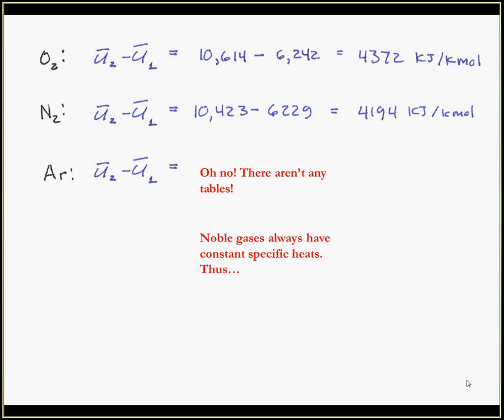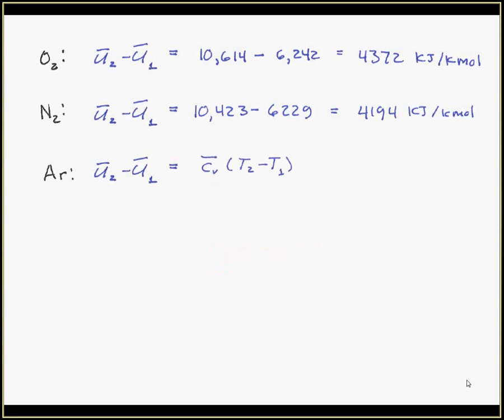So that means I can get away with a little less work for argon. I can multiply C sub V times delta T to get delta U. Now this is C sub V bar, the specific heat for argon on a molar basis. The cool thing about that is on a molar basis it's the same for argon as it is for helium as it is for all of them. So I don't need the molar mass here to find C sub V on a mass basis.